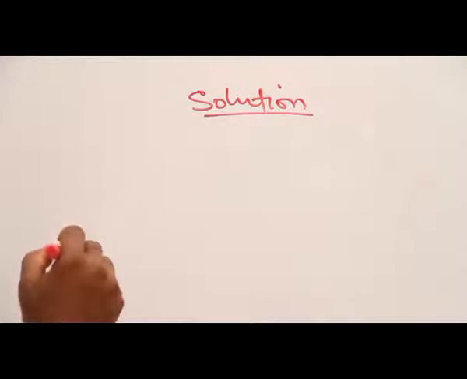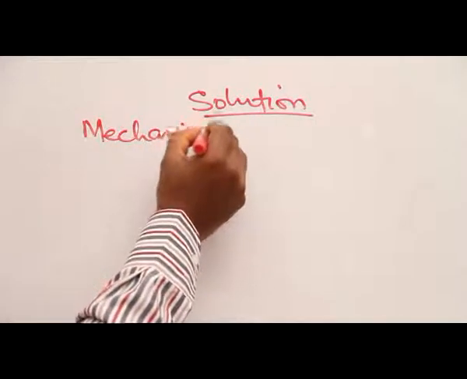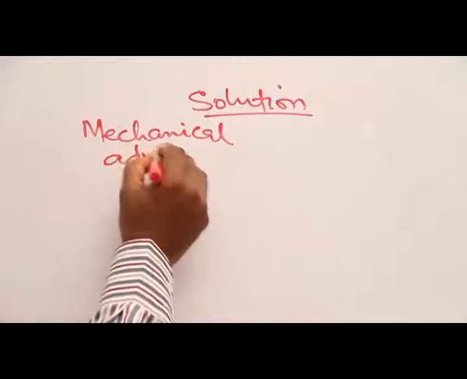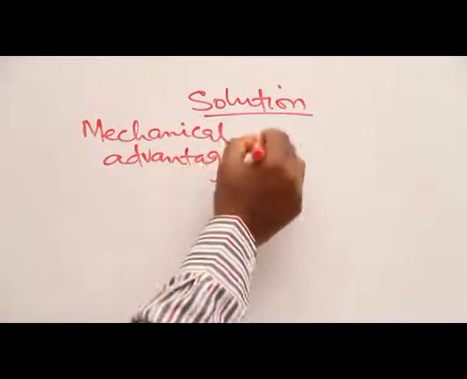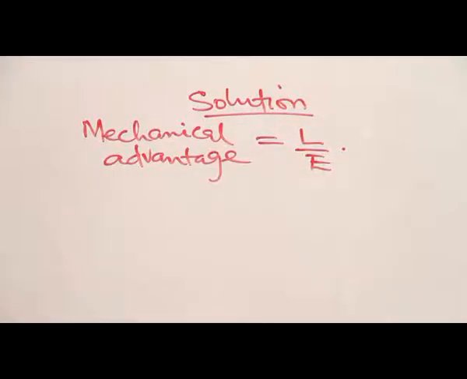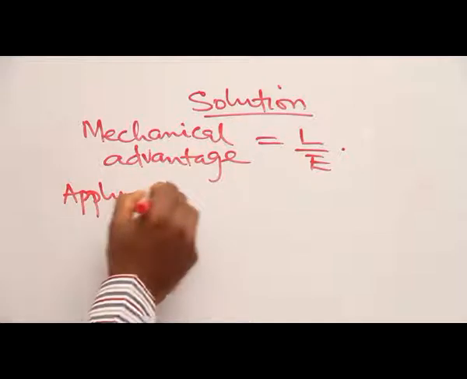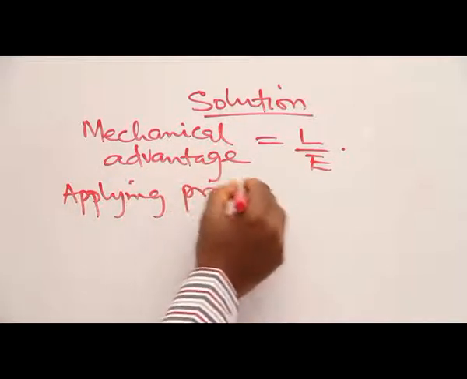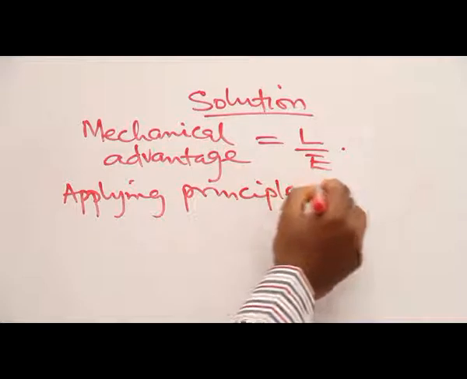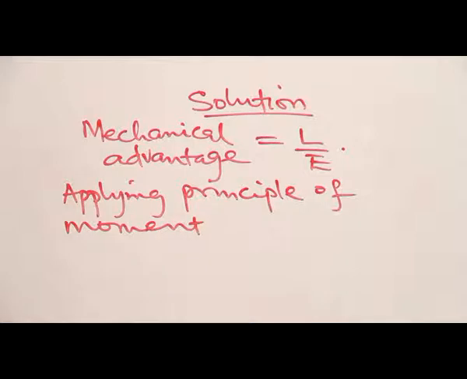First, we must remember that the mechanical advantage of that machine is the ratio of the load to the effort. To get this ratio, we apply the principle of moment, because the body is balanced or is in equilibrium on the fulcrum.